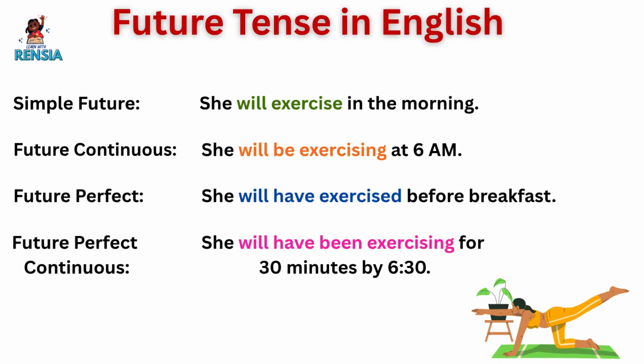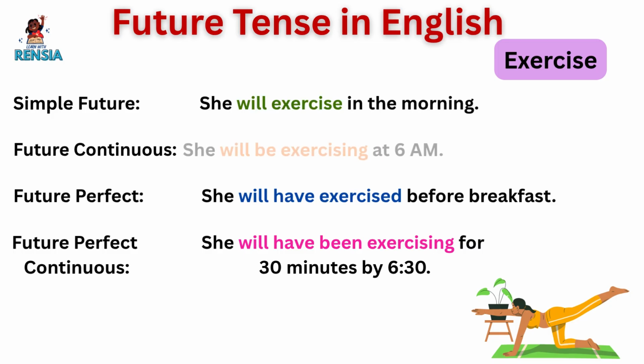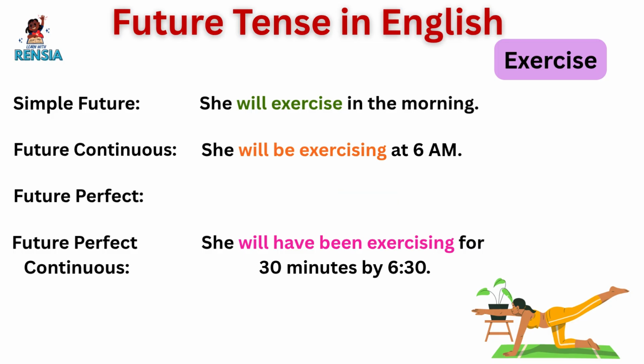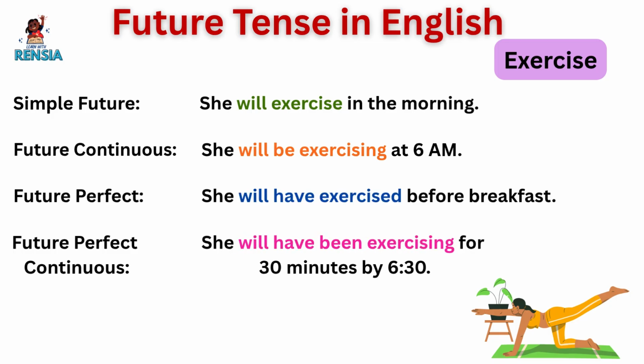Exercise. She will exercise in the morning. She will be exercising at 6 a.m. She will have exercised before breakfast. She will have been exercising for 30 minutes by 6:30.